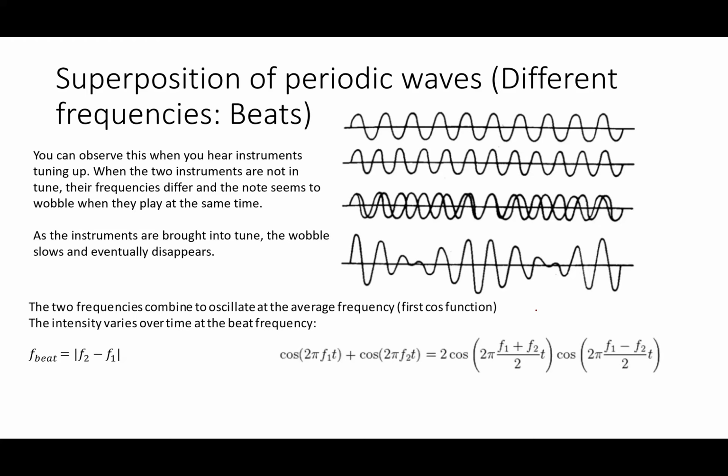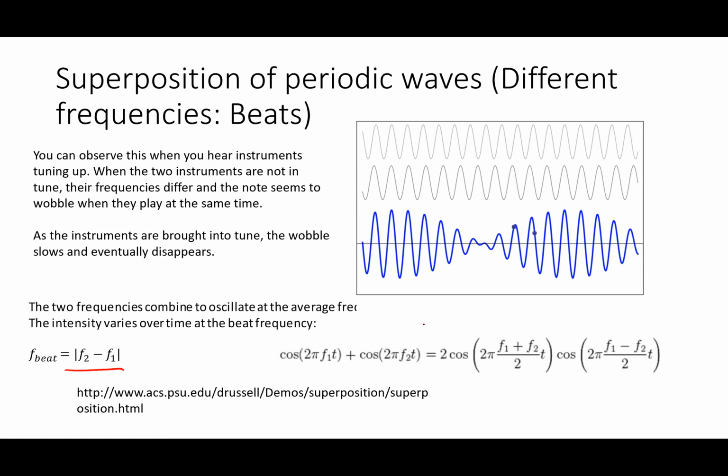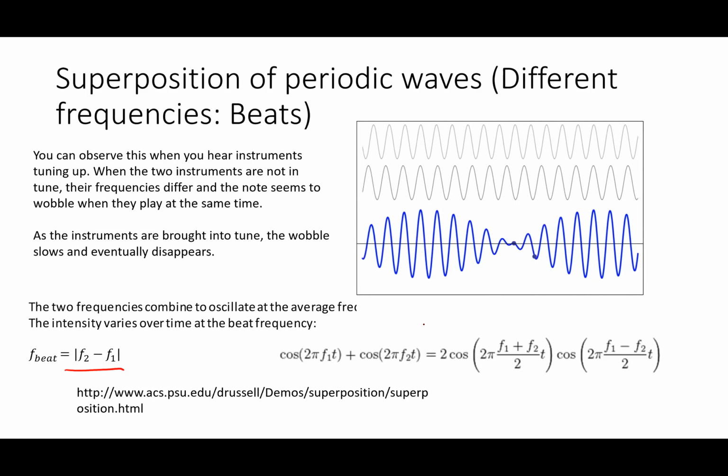And that's because I don't have a situation now where I constantly and consistently have constructive or destructive interference. Instead, I'm oscillating between constructive and destructive interference as the waves come in and out of phase. So I'm not consistently in phase or consistently out of phase, I'm going back and forth. So the rate at which I'm going back and forth corresponds to the difference between the two frequencies.